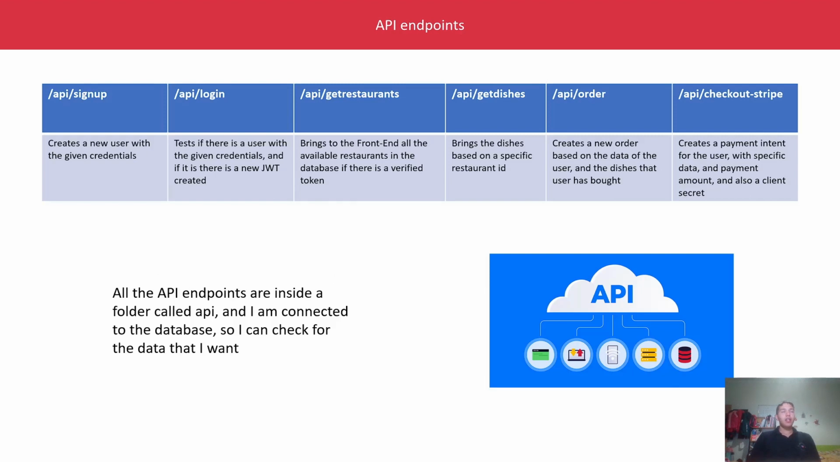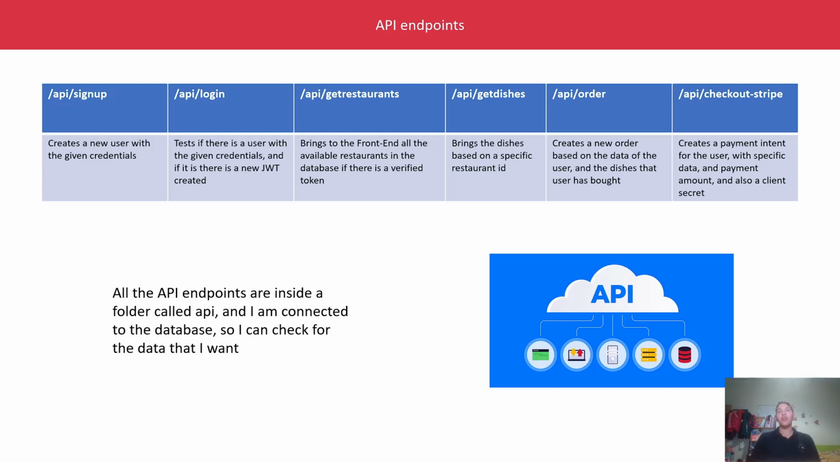So regarding my API endpoints, sign up creates a new user with a given credentials, login tests if a user exists with a given credential, and if exists, it returns back a JWT. Get restaurants checks if a user has a verified token and returns back all the available restaurants. Get dishes again checks if a user is verified and returns back all the dishes based on a specific restaurant ID.